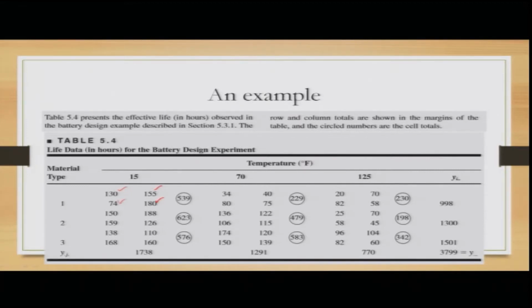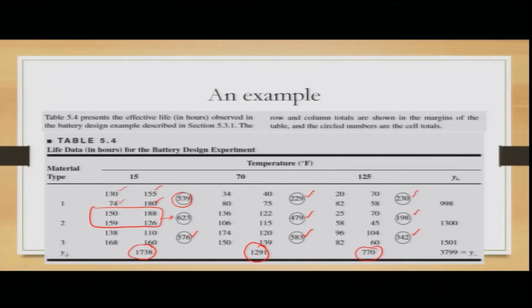So, if you add it up, 5 plus 4 is 9, 5 plus 8 is 13, and so on. So, this is 539, which is the total. If I add up for material type 2, the total comes out to be 623. For material 3, it comes out to be 576. Then the total value is 1738 for the temperature fixed at 15 and for all 3 different materials. Similarly, you have 228, 479, 583 for the temperature of 70. The total value for all the combinations is 1291, and for the last temperature, 125, the values for the sample totals for material types 1, 2, 3 are respectively 230, 198, 342, and the total value is 780.